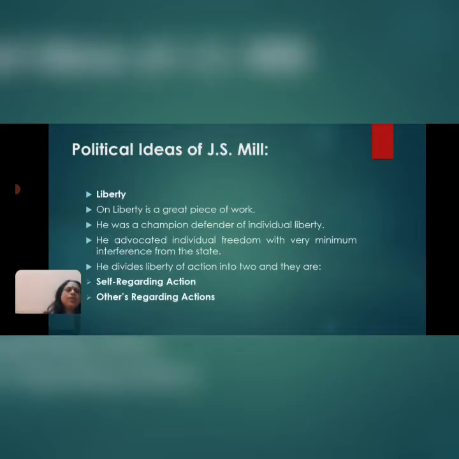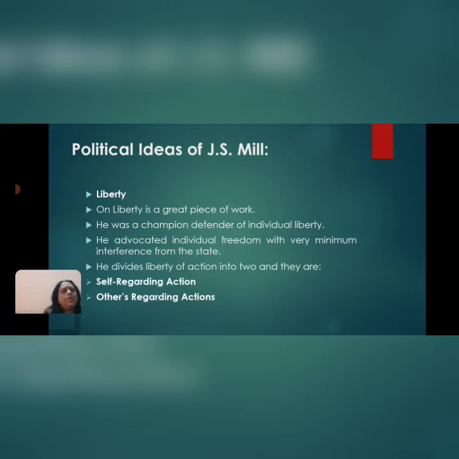Let's talk about his political ideas. So the very first thing he talks about is liberty. So On Liberty, as I said, this is one of the most important contribution, considered to be a great piece of work. So he's also been referred as a champion defender of the individual liberty, and according to him, self-development is not possible without liberty. Thus, freedom of thought should be given to the human for their well-being. He advocated individual freedom with the very minimum interference of the state.